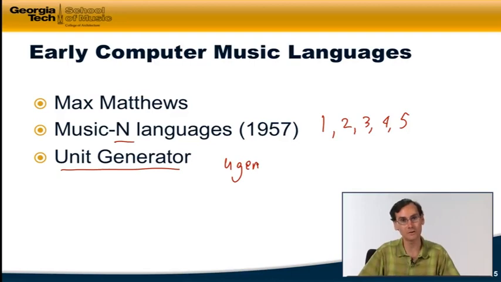I want you to watch a quick video of the song Daisy Bell being synthesized at Bell Labs. And so you'll hear some speech synthesis, which was another research area going on at Bell Labs at the time, singing the words to Daisy Bell. And then you'll hear an accompaniment with the chords. And the accompaniment is what is being synthesized using one of these music N languages.